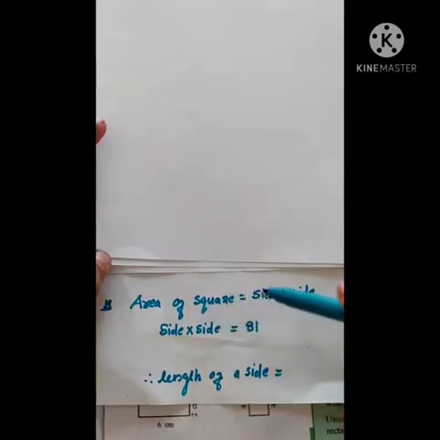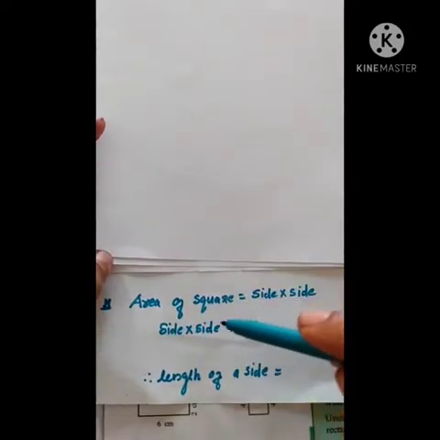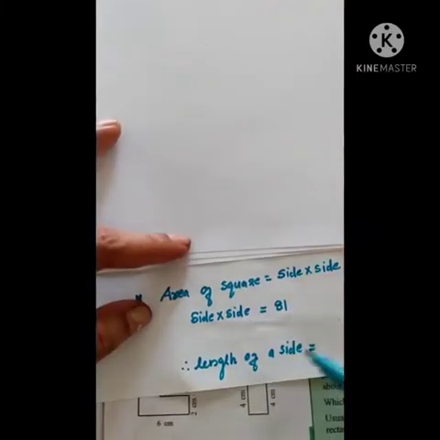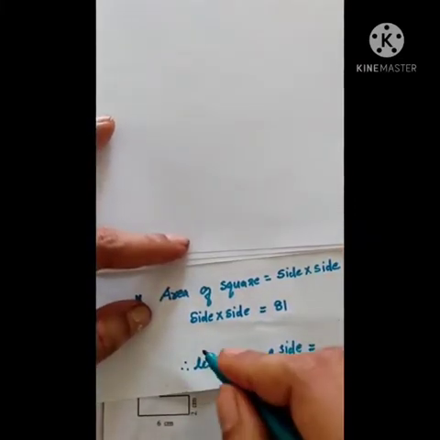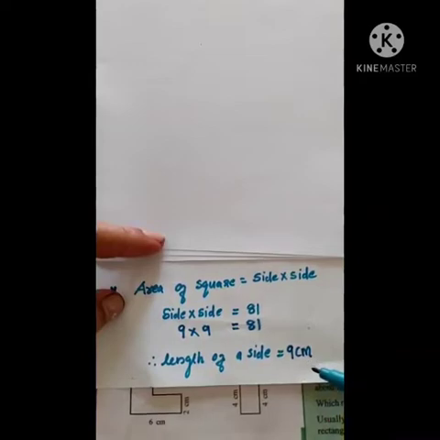Here the area is given. So side into side is equal to 81. We know that 9 into 9 equal to 81. So the length of a side is equal to 9 centimeter.